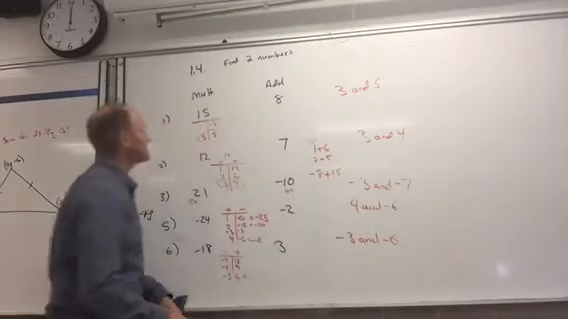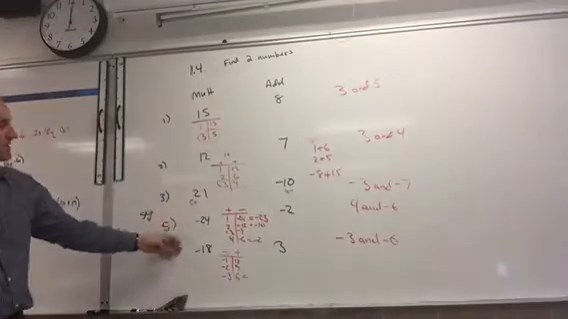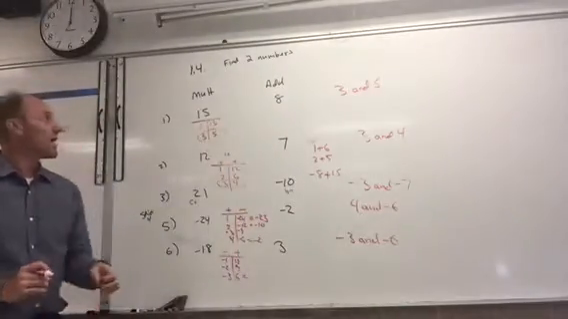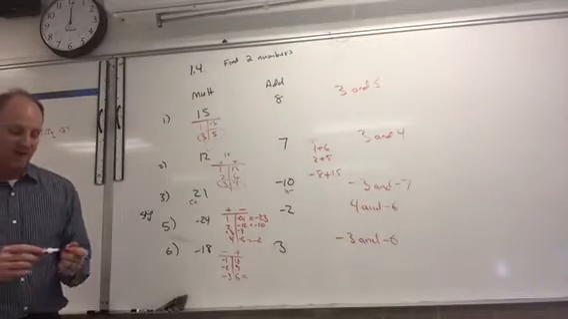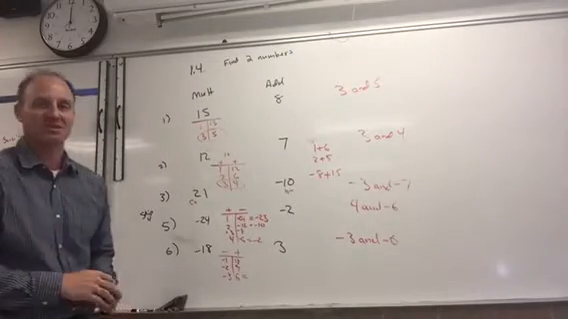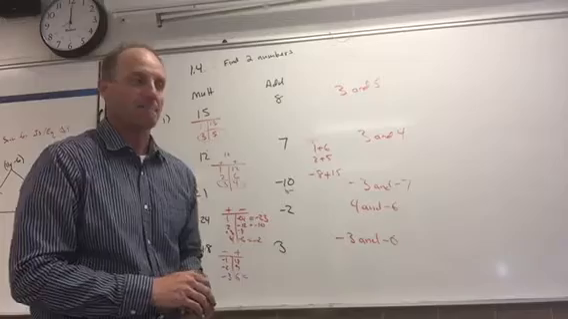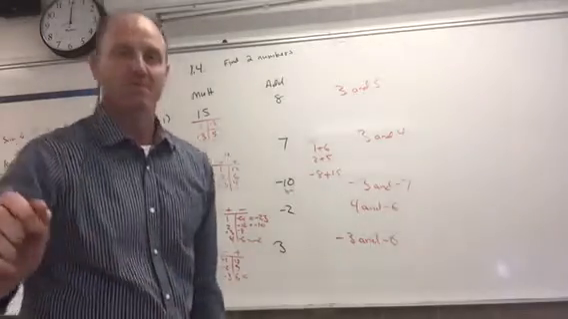Okay. So that's how you find two numbers that multiply to be one number and add to be another. You can go ahead now and do the 1.4 practice. If you need some more help, please ask your teacher, or you can come down to my office in the principal's area.